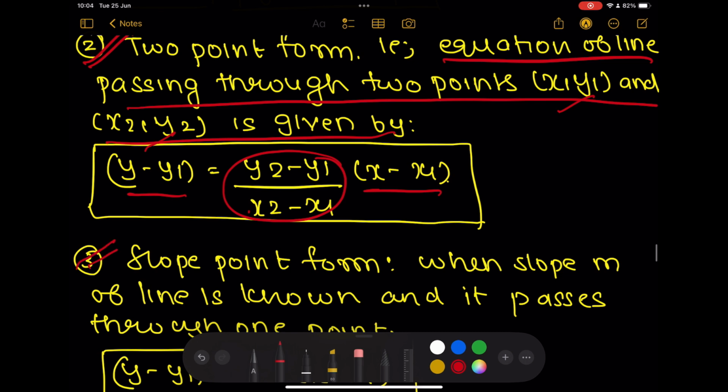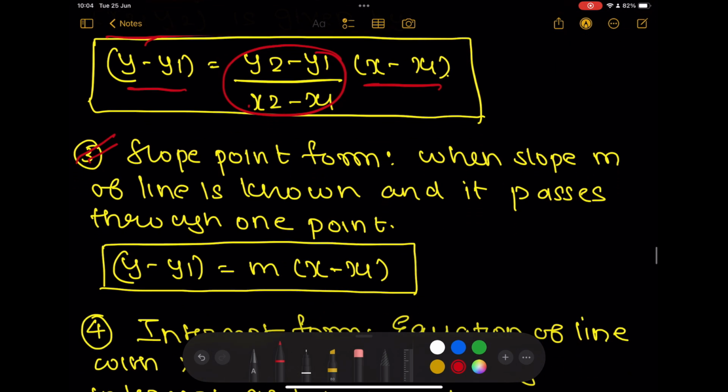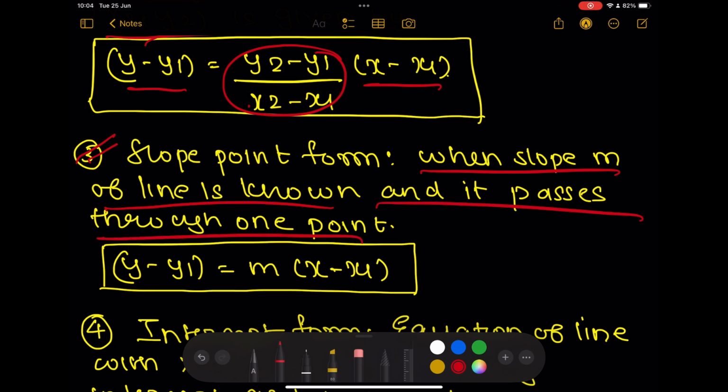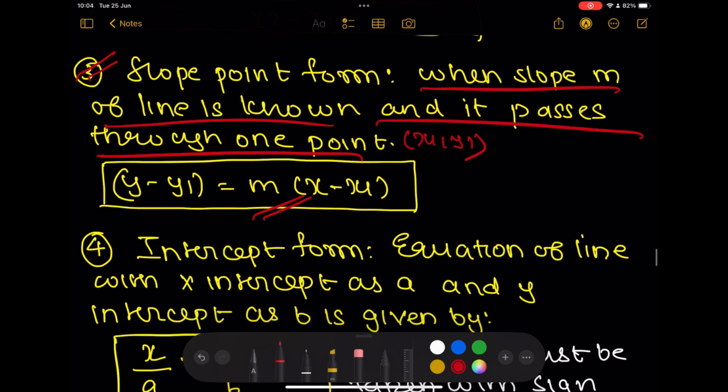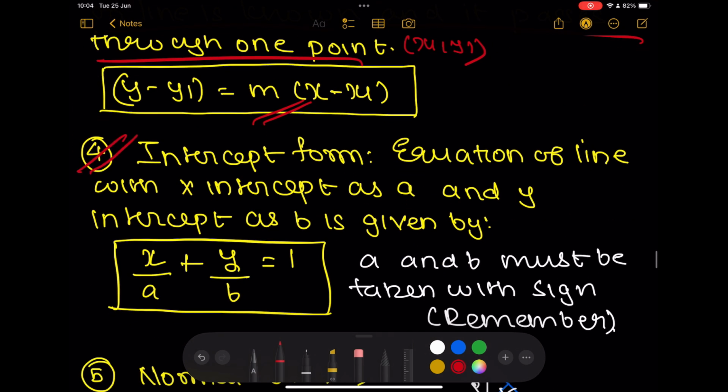Okay. Next is slope-point form. That is the one-point form which I was talking about. Basically, when slope m of a line is known and it passes through one point (x1, y1), then in that case the line's equation can be given as y - y1 = m(x - x1). Clear? Intercept form, again I'm telling you, the equation of a line with x-intercept a and y-intercept b is given by x/a + y/b = 1.